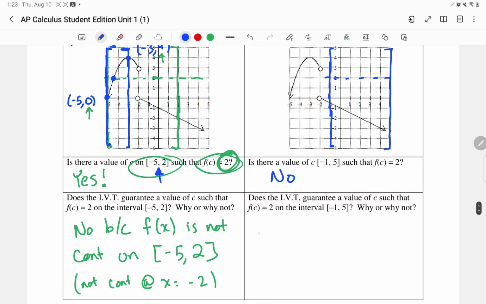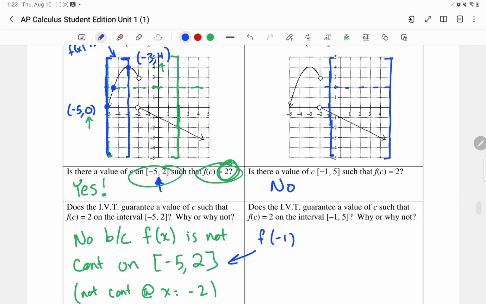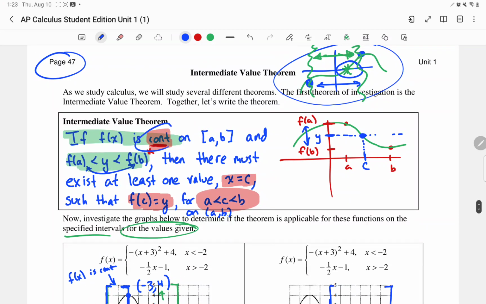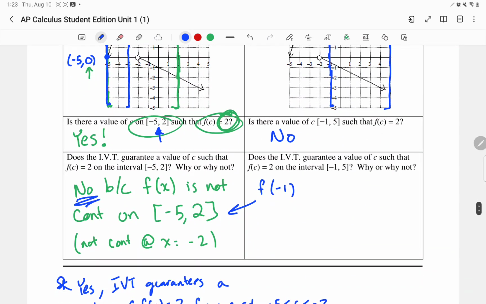So let's look at my endpoints. What's my endpoint for f of -1? The reason I'm doing this, and I didn't do it over here, is my first thought: is f of x continuous? In this first one, my answer was no, f of x wasn't continuous, so I just stopped. In this case, f of x is continuous for -1 to 5. That's the first thing we want to check.